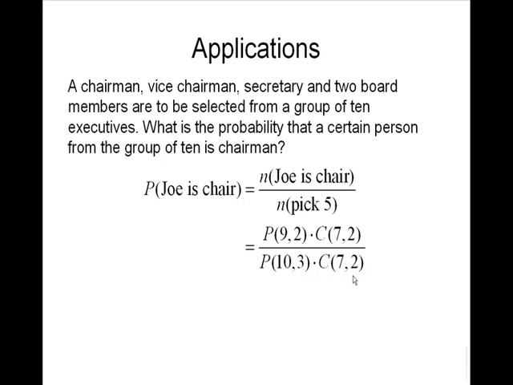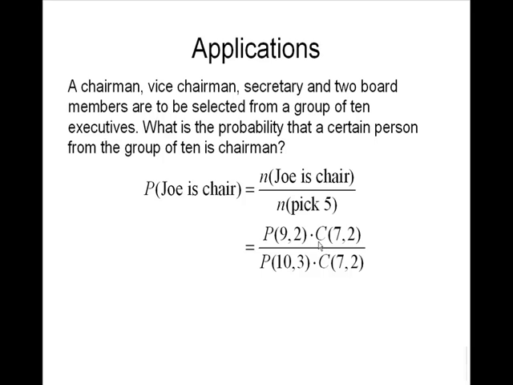Once I've done that, now I need to figure out the number of ways that Joe has picked the chair. Well, there's one way to pick Joe the chair because he has to be there. But the remaining 2 ranked people have to be picked from the 9. So permutation of 9, 2. And then, of course, we need to pick the 2 board members from the remaining 7 from that. So that's going to be C of 7, 2.